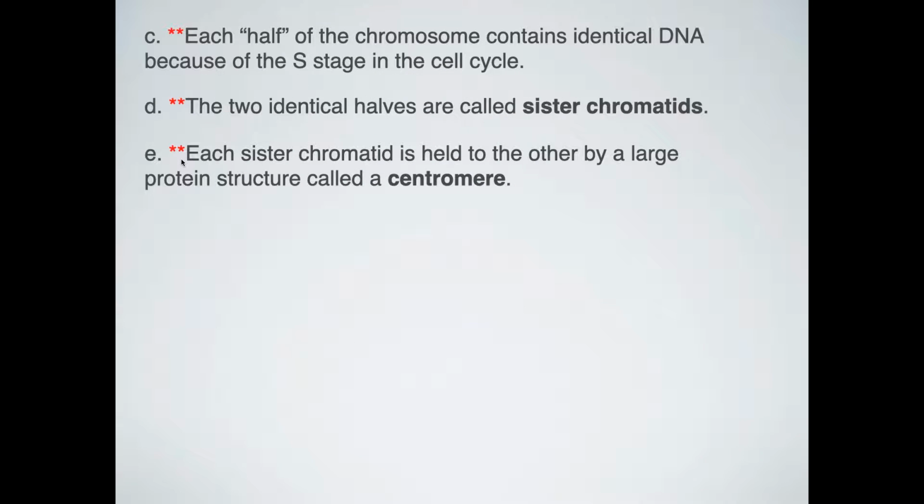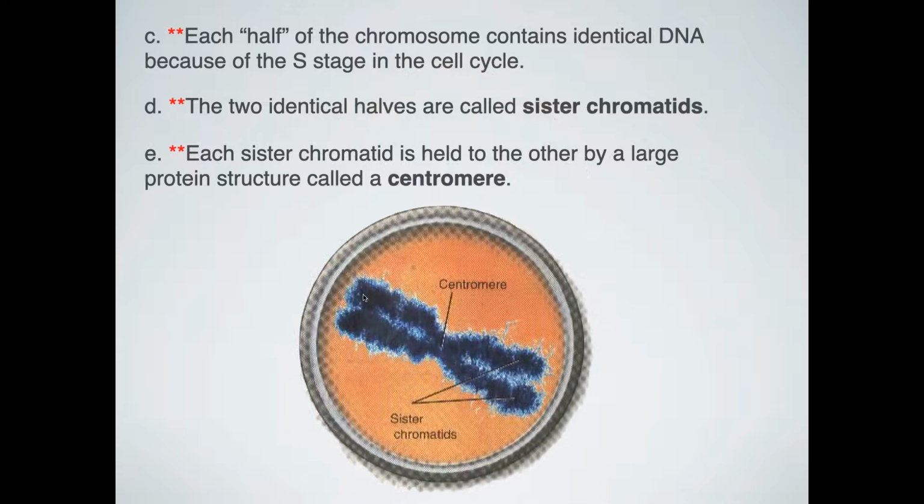So you can see in the picture here, this half and this half. These are called sisters because they are copies of each other. And they are held together by this very large protein structure called the centromere right in the center. Because you don't want these chromosomes to accidentally get mixed up. You want to make sure that, if this is chromosome 1, you have an identical copy of chromosome 1 there. You want to make sure.